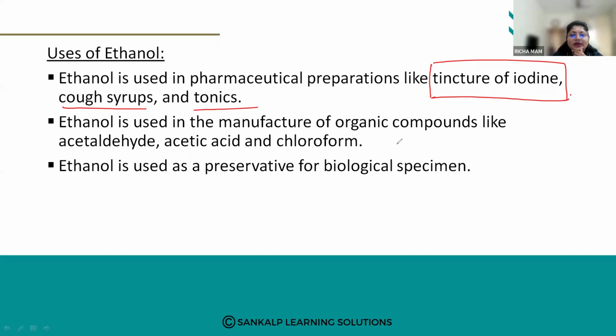Then it is also used in the manufacture of organic compounds like acetaldehyde, acetic acid and chloroform. In the preparation of these different organic compounds, ethanol is used. Then ethanol is also used as a preservative for biological specimens, for preserving any biological specimen.